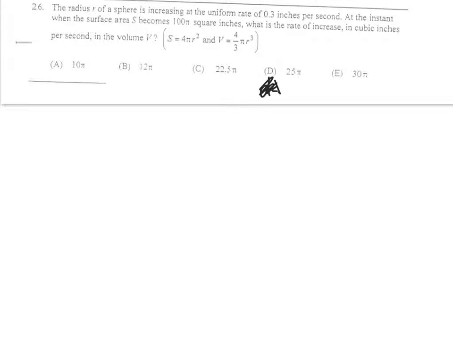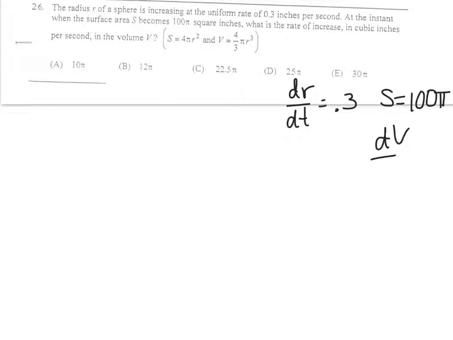I'm sorry. Let's erase that. We're going to write dr/dt equals 0.3 at the instant when the surface area becomes 100 pi, so that's going to be surface area equals 100 pi. What is the rate of increase of volume? So we're trying to figure out dV/dt equals question mark.